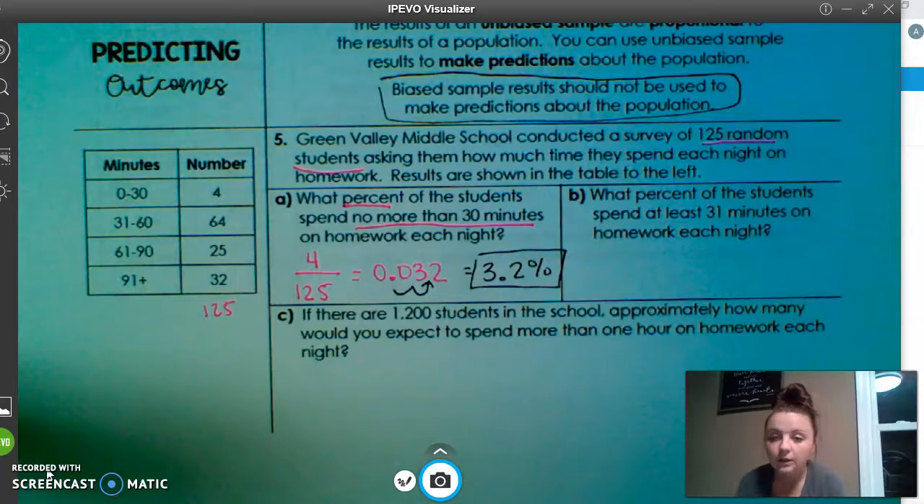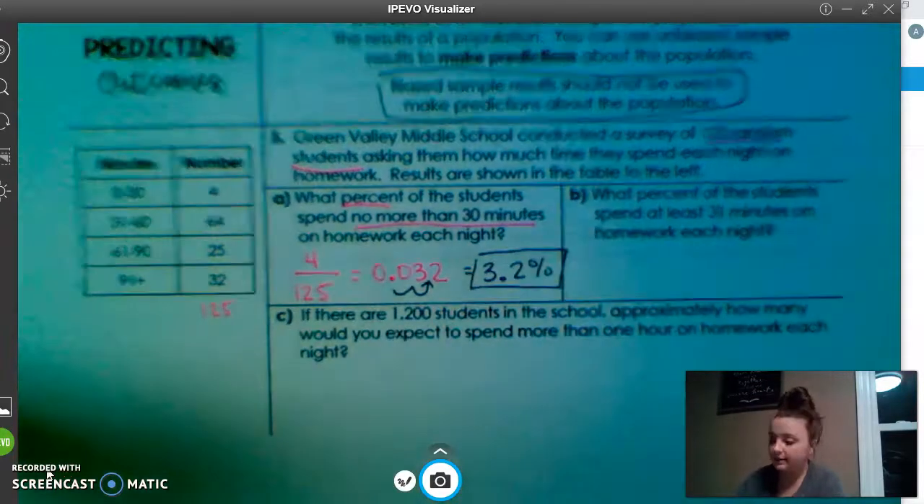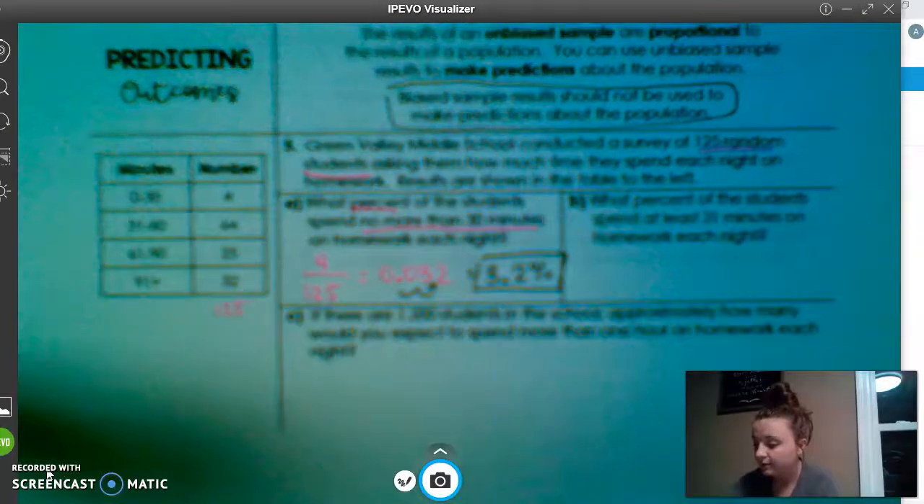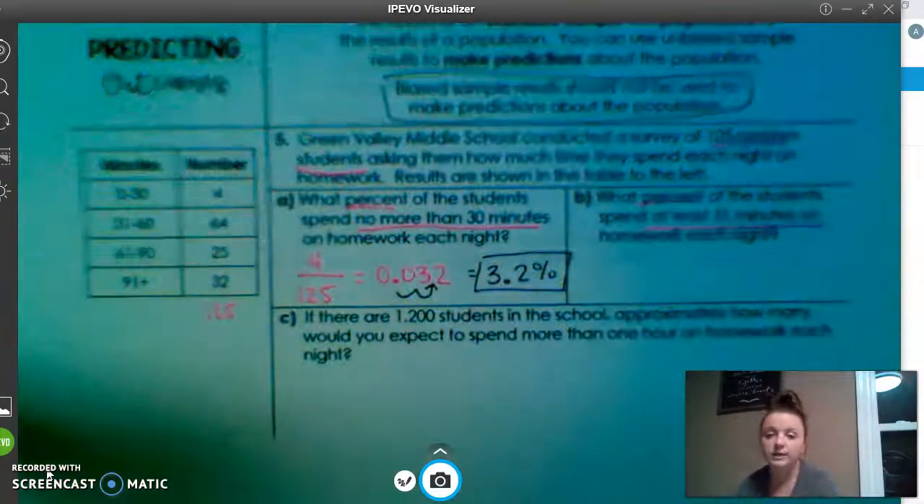Okay. So part B. What percent of students spend at least 31 minutes on homework each night? So there's a few ways you can do this, and some of you are going to start spinning your wheels and say, well, I can do it this way or that way. I'm going to do it one way and then I'll explain the other, and I might not do it completely in front of you. So doing it the way that we just did this one, it says what percent, so we're going to want a percent as our answer, of the students spent at least 31 minutes on homework each night.